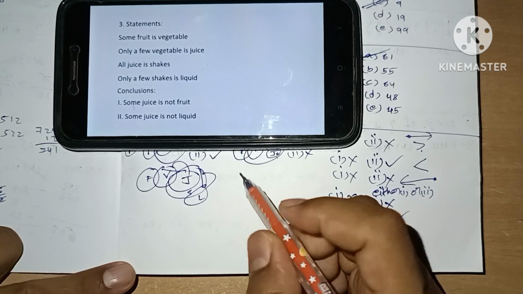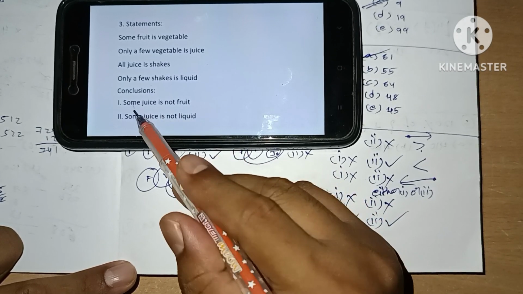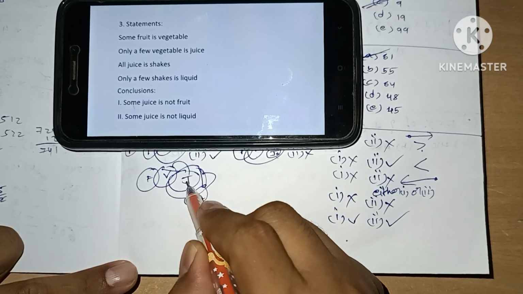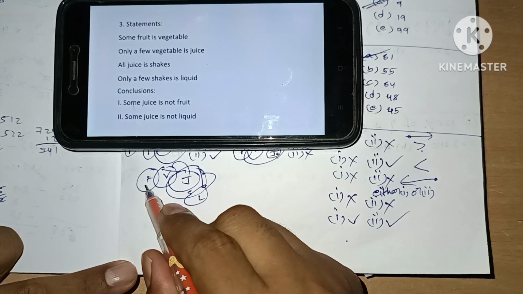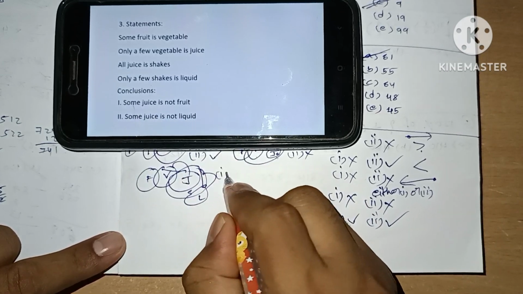Okay, let's see the conclusion. Some juice is not a fruit. We check, we see it is not here. So we check all juice can be fruits. All juice can be placed inside a fruit. Is it possible? Yes, it is possible. All case possible means some not case will be false.